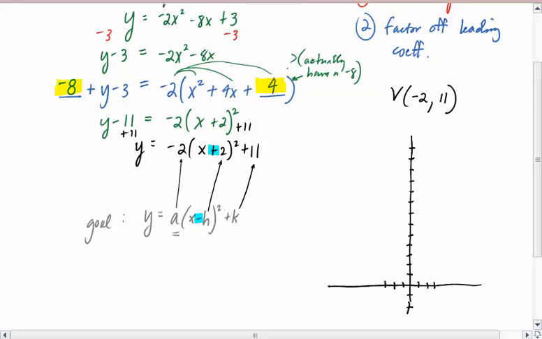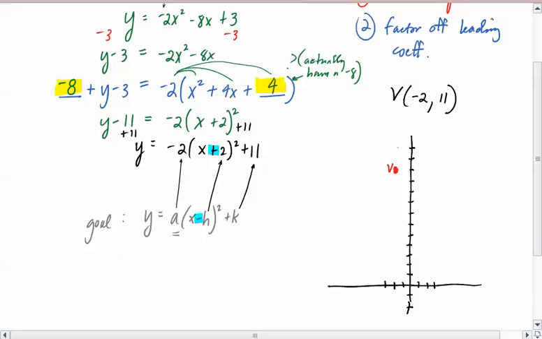Okay, now we've got some semblance of our scale here. Okay, so let's go ahead and graph this thing. We have a negative over -2, up 11. So 1, 2, 3. Forgot how far I went. So there's my vertex, -2, 11.